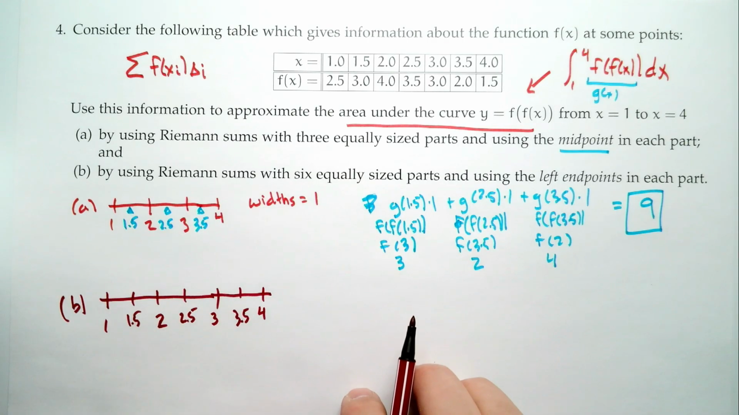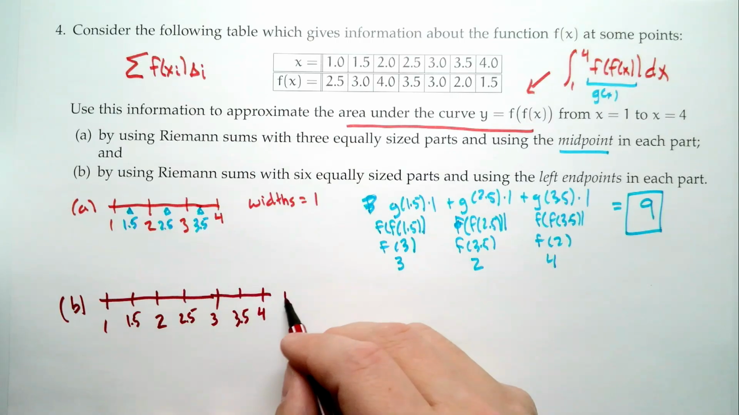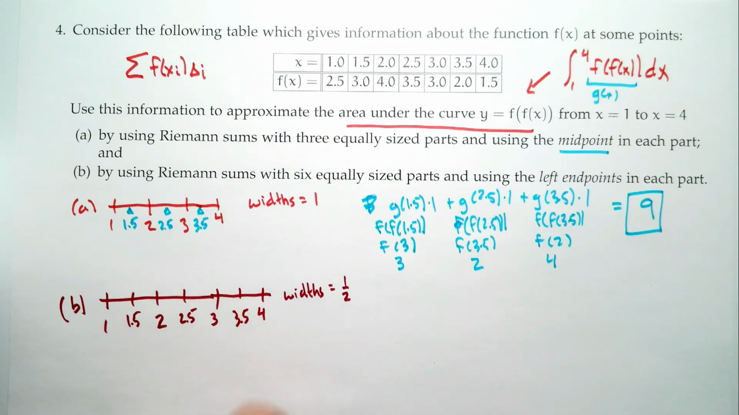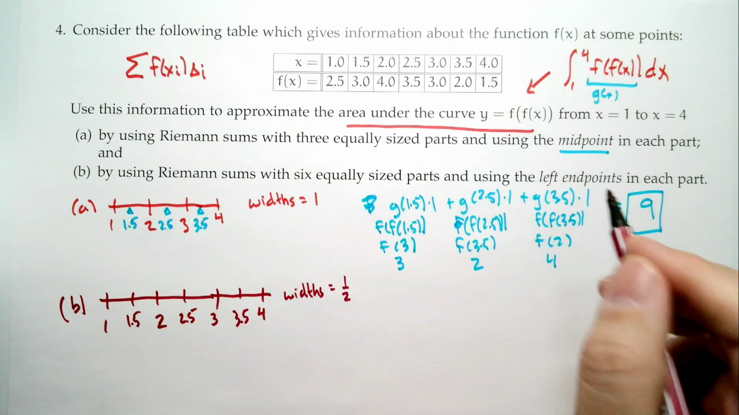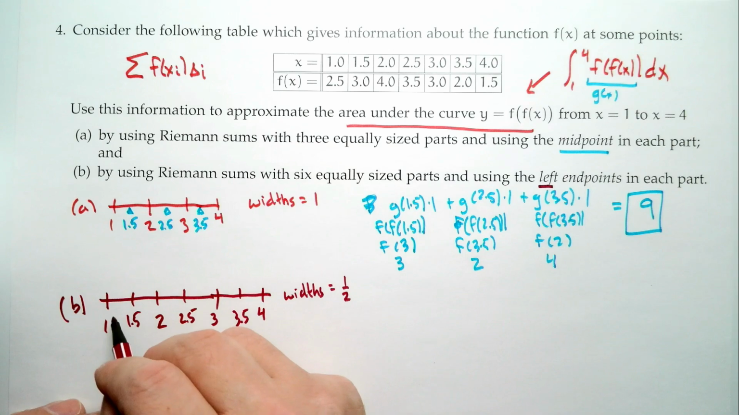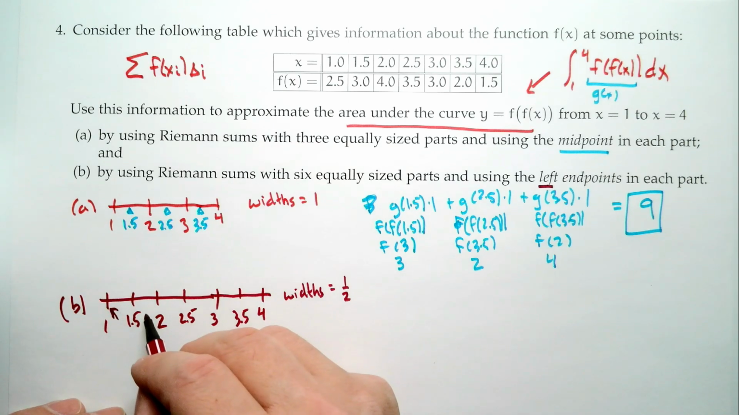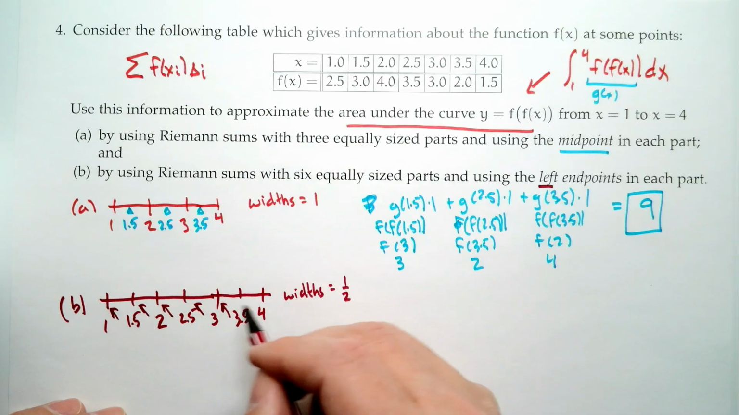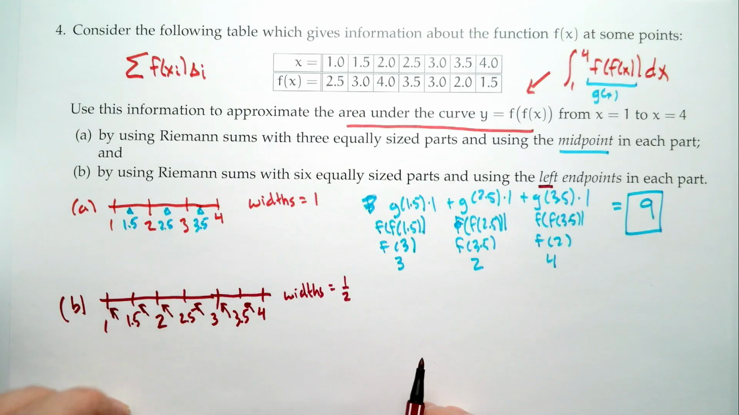What are the widths? Or how wide are these? Well, the answer is they're each a half wide. All right, so now we have the widths, and the last thing is which points? We're going to go with the left endpoints. So the left endpoints are at 1, at 1.5, at 2, 2.5, 3, and 3.5.